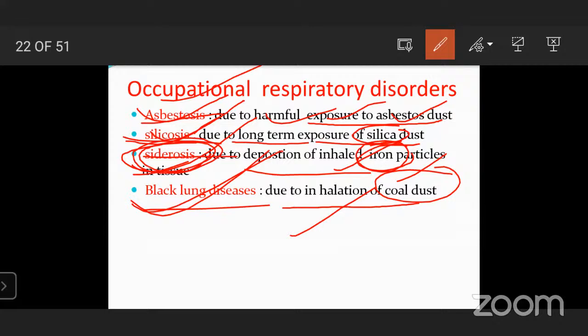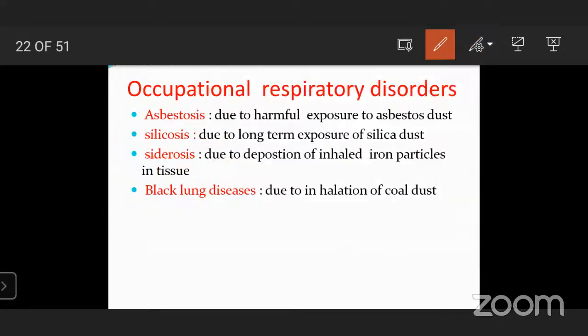What is siderosis? Due to the deposition of inhaled iron particles into the tissues, that is called siderosis. Okay, the black lung disease is due to the inhalation of coal dust, that is black lung disease.